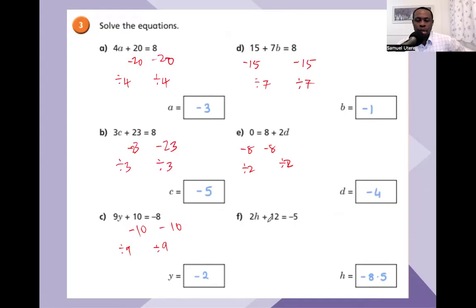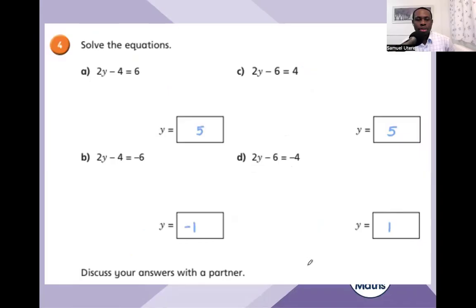Here, you subtract 12 from both sides. In the end, you divide by 2. Okay, so using these steps will help you achieve the results that you see here. All right, for question 4, I will also discuss the steps that you could have used to get the answers. I won't go into much detail.